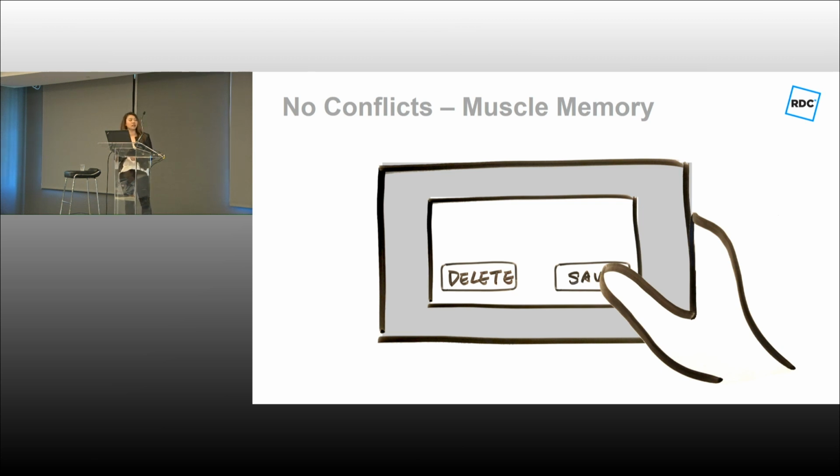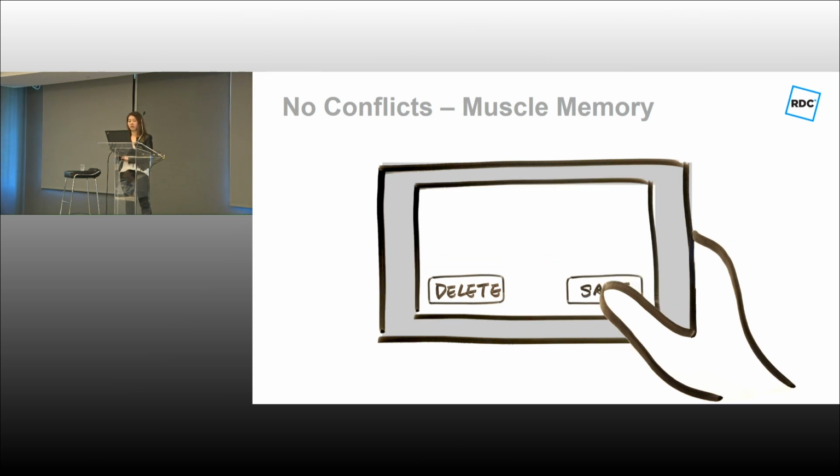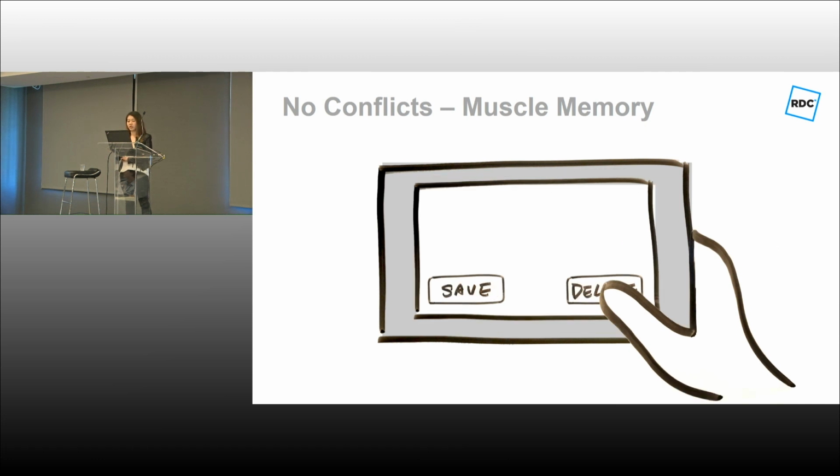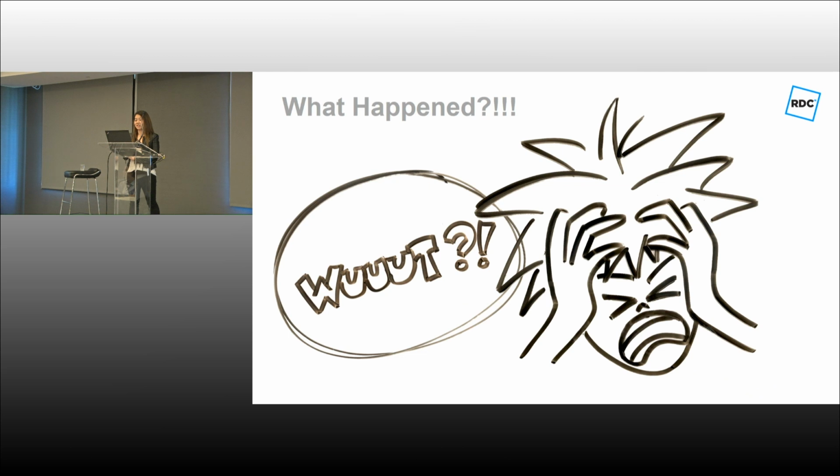So you have the layout like this. You have delete on the left and save on the right. You have the same thing for all screens. But one day you decided to switch. And so now save is on the left, delete is on the right. So what happens here? What? Yeah. So they might not even know what just happened, right? So you don't want to have that conflict in your design.